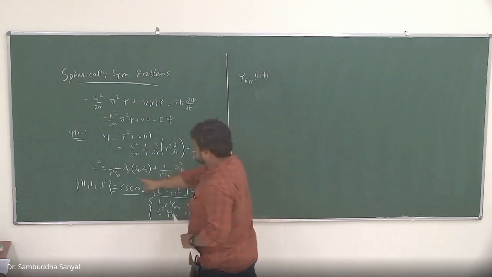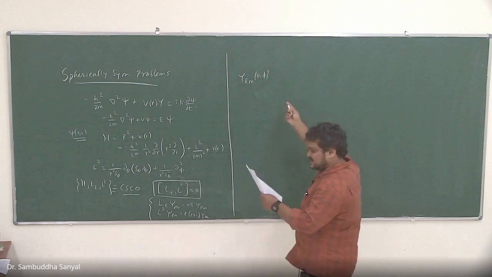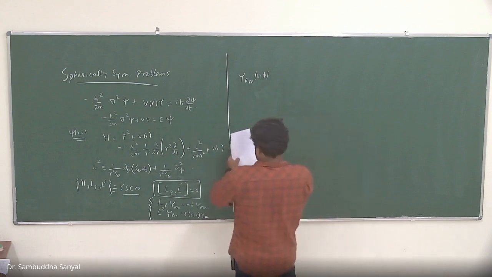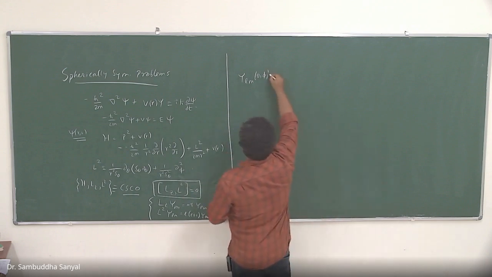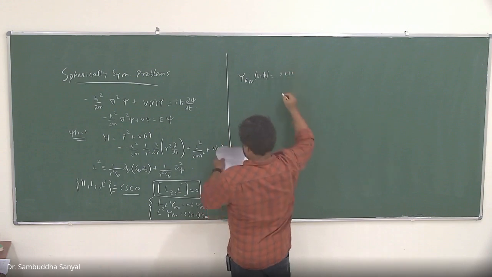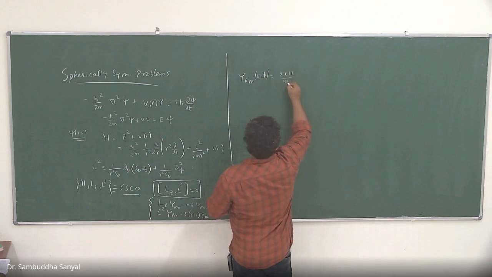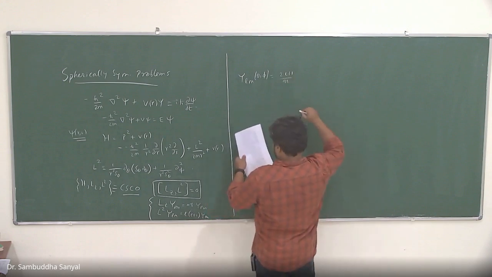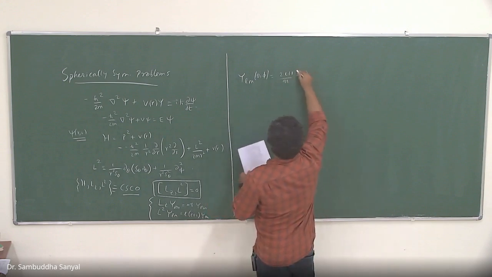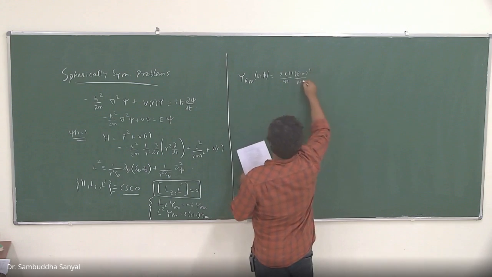This is purely a function of theta and phi and nothing else. So it must be only theta and phi. So Y_LM we found to be square root of (2L plus 1) by 4 pi times (L minus M)! by (L plus M)!.